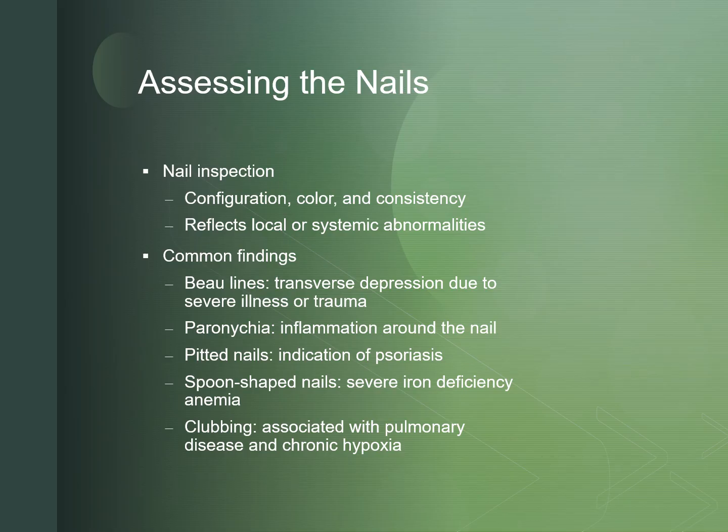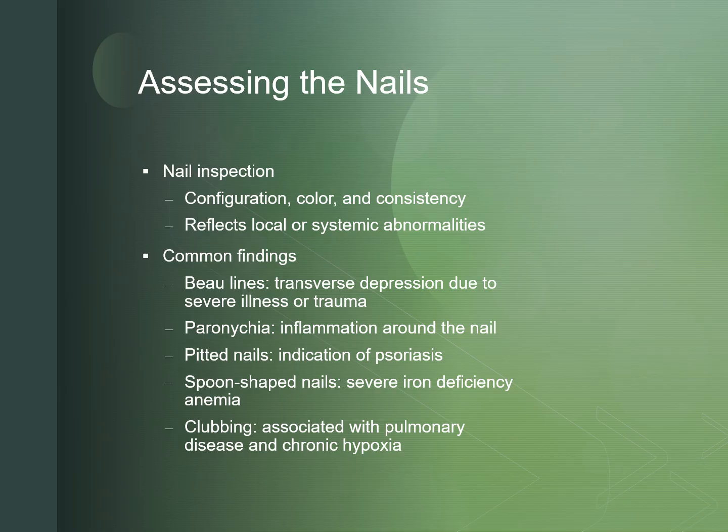Nail inspection. So nails can actually tell us a lot about the patient's overall health, not just local issues. So when we're assessing, we want to focus on the configuration, so the shape and contour of the nail, the color. Is this a pink, pale, cyanotic, or yellow? Consistency, so thickness or brittleness. Nail changes can reflect both local problems like infection, but also systemic conditions.